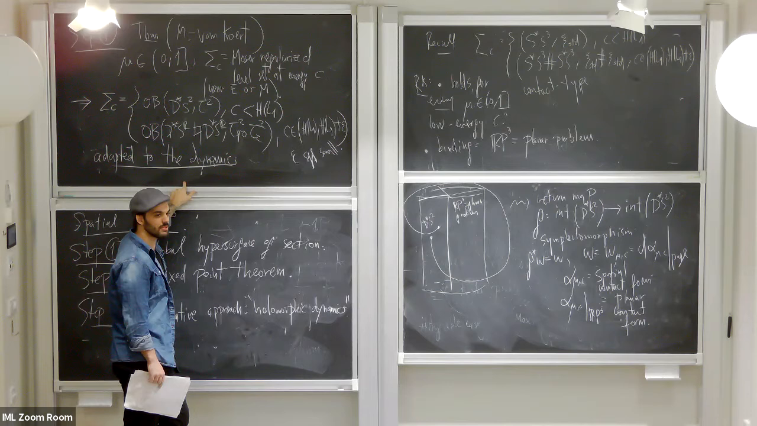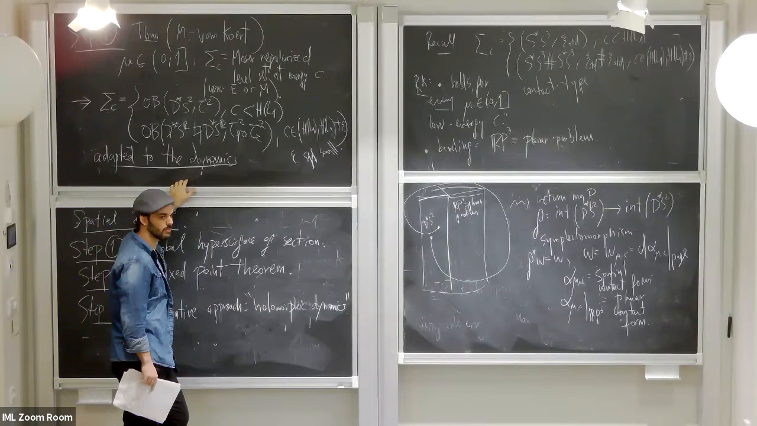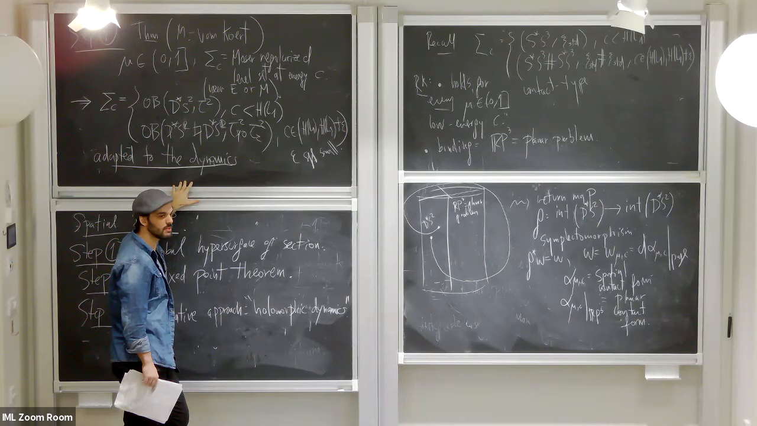I'll tell you a bit now about what the actual idea for the proof is. Whereas finding global hypersurfaces of section, step one in this problem, is much easier, all the other steps are more complicated than in the planar situation. So are we doing planar now? No, we're doing spatial. Spatial, okay.